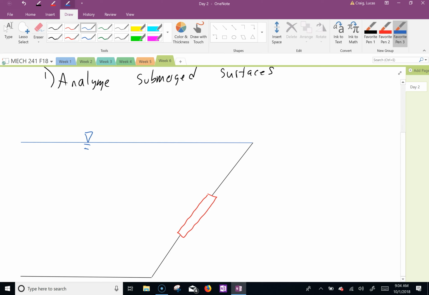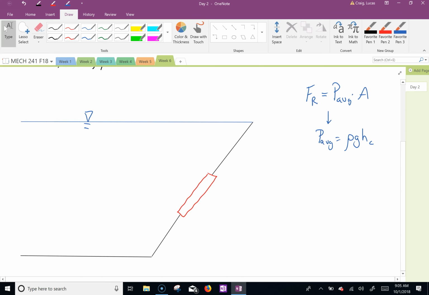All right, so if you recall, what would the hydrostatic resultant force be? What two variables do we use? P average times A, and then what was P average? Rho g h_c. Yep, remember that. And how come we don't worry about atmosphere? Well, atmosphere actually acts on the left of this plate, and it acts on the right side of that plate. So you don't have to. Okay?